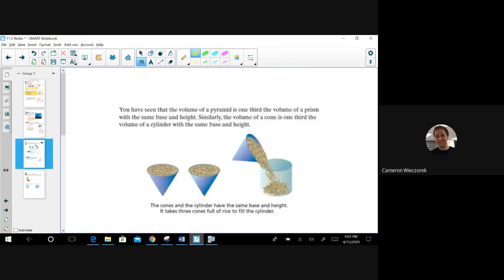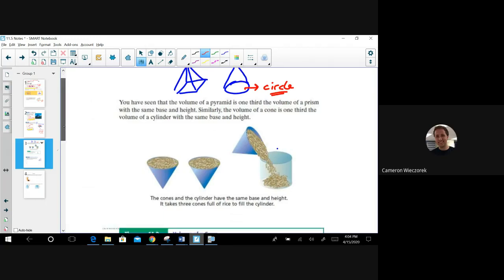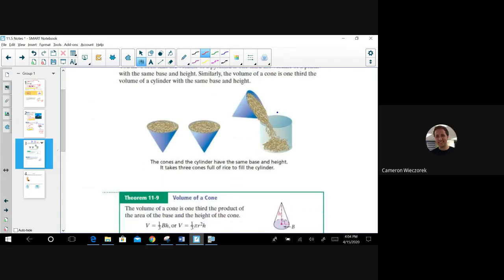Cones work pretty much the same way. We've talked about before how a cone is very much like a pyramid. Here's your pyramid. Cone is pretty much the same, except instead of having a polygon on the bottom, now you have a circle. So it's not a pyramid, but it behaves very much like a pyramid. Same trick I talked about with water on the front. Let's do it with rice here.